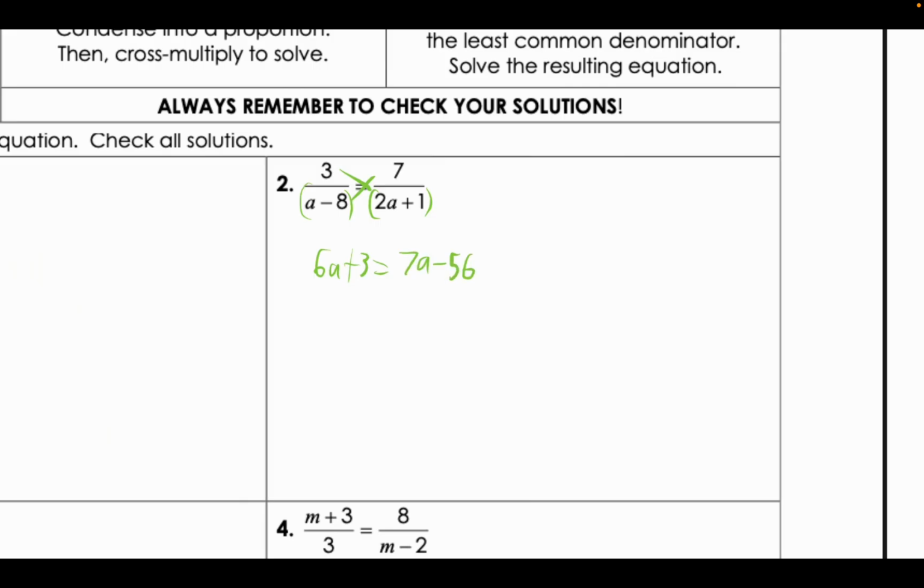giving me 7a minus 56. I'm going to subtract 6a from both sides, giving me a. Add 56 to both sides, giving me 59. So I got my variables on one side, my numbers on the other. And a equals 59, that would make neither one of these negative, so a is 59, and that is a valid answer.